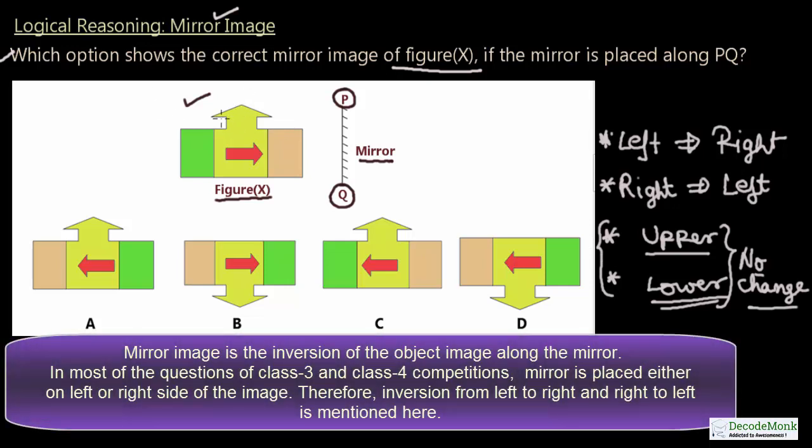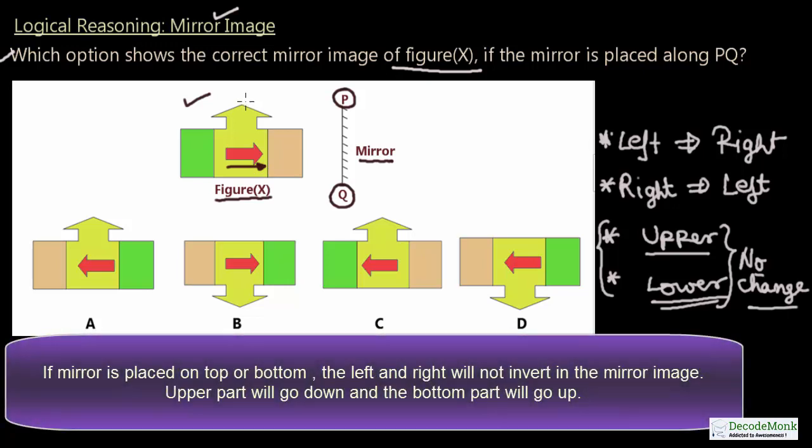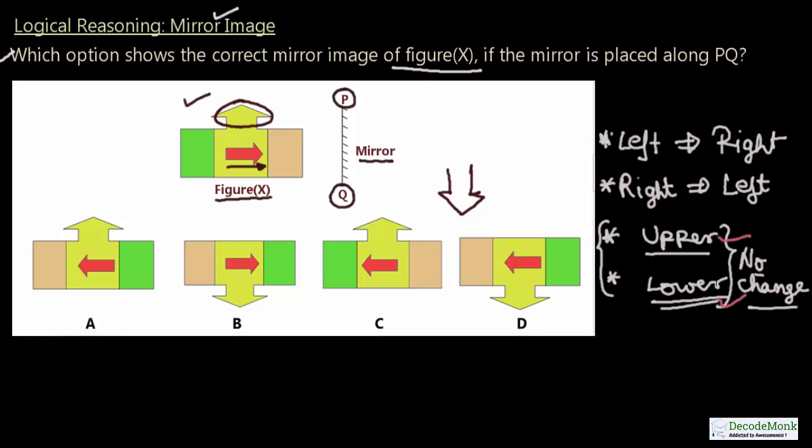So as you see over here in this particular figure X, there is an arrow upwards. This bigger arrow is upward, then there is an arrow over here which is pointing towards your right hand side. When you try to find out mirror image, then you should understand that this upper portion arrow, this is the upper portion, so this will never come down like this. It will never come down, it will remain as it is. As I have told, there is no change with respect to the upper portion and the lower portion.